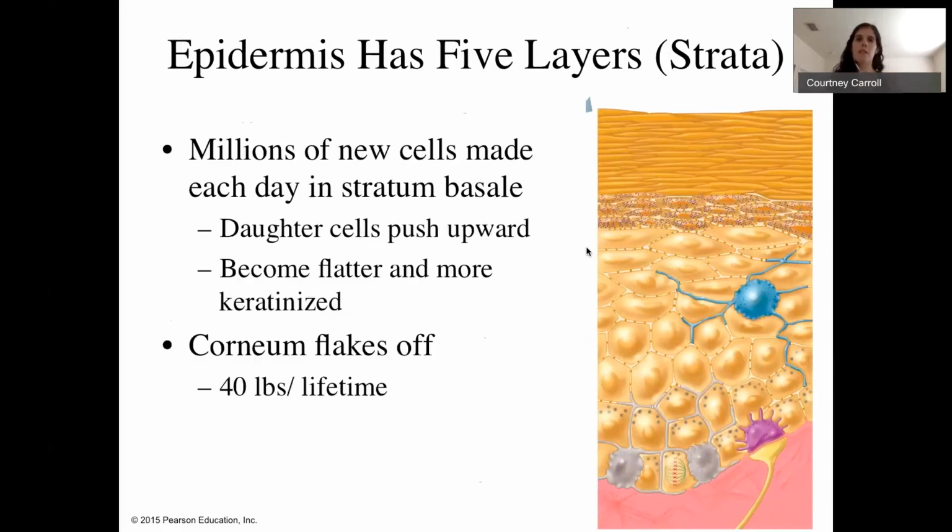We make millions of new cells for our epidermis every day in that basal layer, and those daughter cells will push upward and become flatter. And then they flake off in the corneum, creating that dust that covers all of your furniture. And in your lifetime, you'll actually create 40 pounds of corneum, 40 pounds of skin.